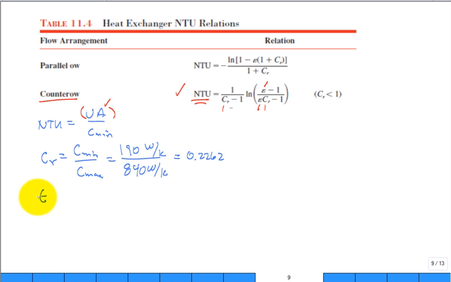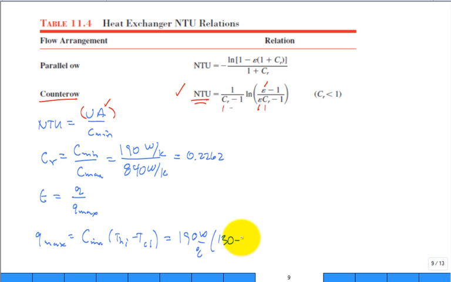What about the effectiveness? I need the effectiveness. Well, it's the actual Q divided by Q max. Well, what was Q max? The minimum heat capacity rate times the temperature hot in minus temperature cold in. So the minimum heat capacity rate is 190 watts per degree C. And then the hot in was 130. The cold in was 25 degrees C. And so Q max comes in at 19,950 watts.